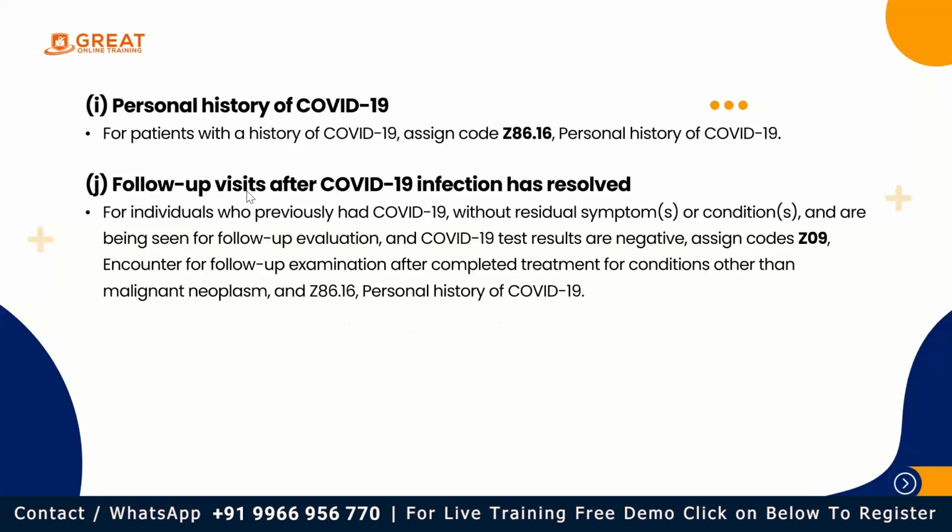So in case of a follow-up visit after COVID-19 infection has resolved, please pay attention here. After COVID-19 infection has resolved, there are no signs and symptoms of COVID-19. All COVID-19 has resolved and this is the follow-up visit of the patient. In that case, you have to use Z09 as a principal diagnosis to indicate follow-up, and additionally we have to use Z86.16 to indicate personal history.